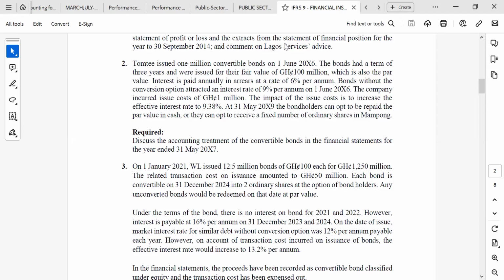Please, always, the debt component will be separated using the market rate of a similar instrument without conversion. That is the rate that you'll be using.